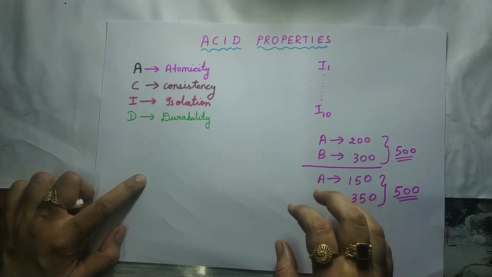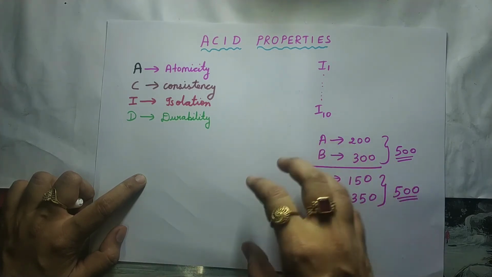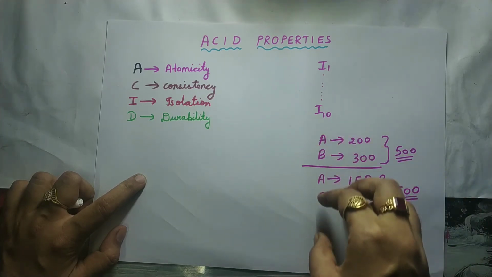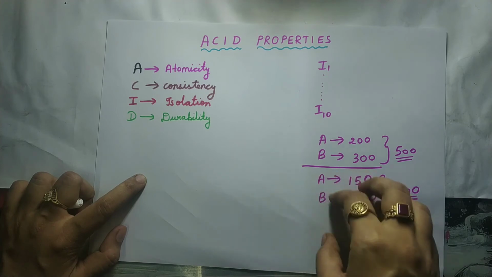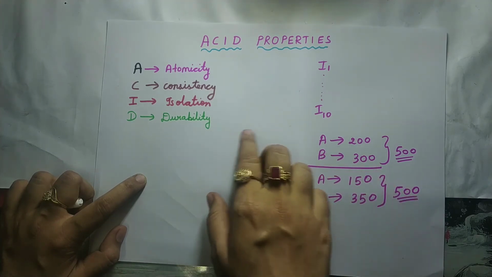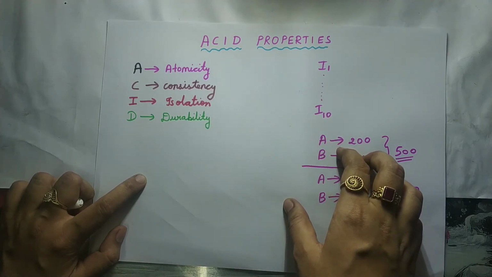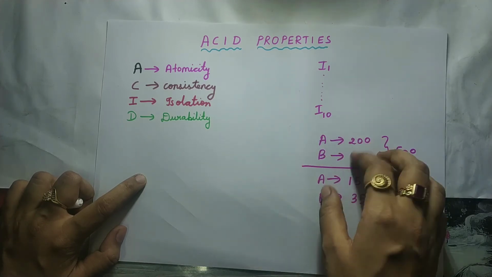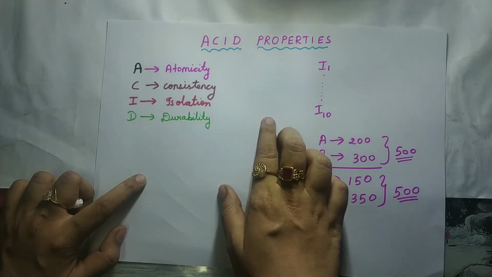Now, for example, two or more transactions are happening at the same time. One transaction should not affect the other transaction. If it is not affecting, then I can say that isolation is present. So, in isolation, one transaction should not affect the other transaction.